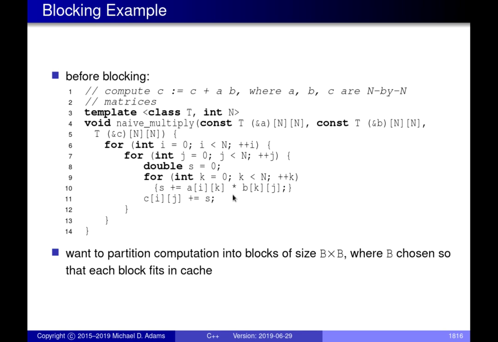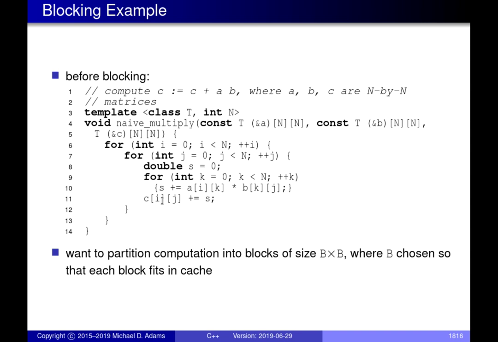The thing that's troublesome is the way that B is being accessed. Again, because k is the looping variable for the innermost loop, this variable here is going to be varying, which means that we're going to be walking down columns of the matrix B. And this is going to be very inefficient from a cache point of view because we're going to be accessing B with a very large stride due to the fact that we're walking down columns.